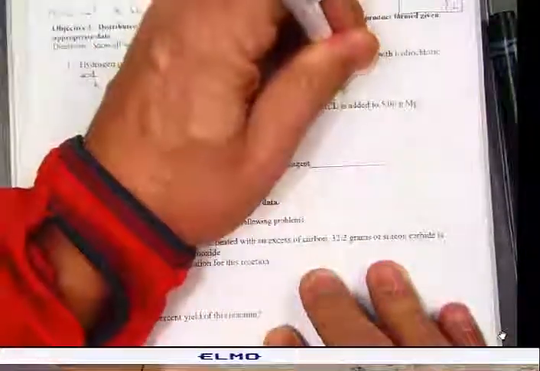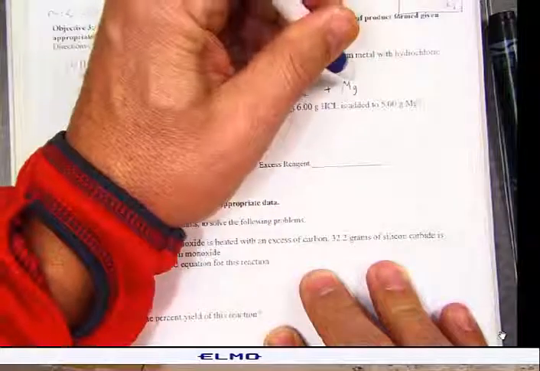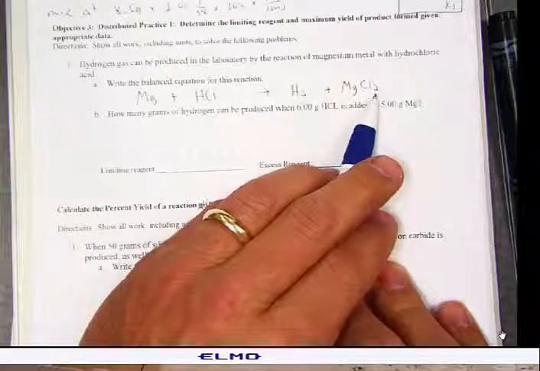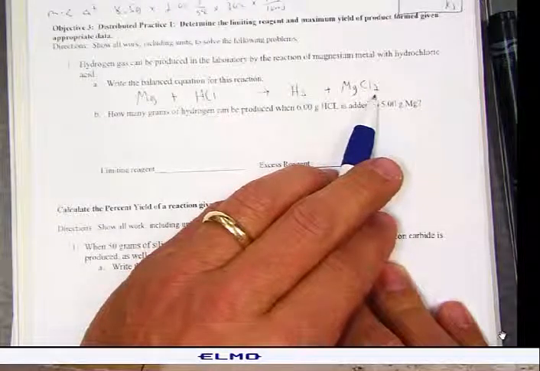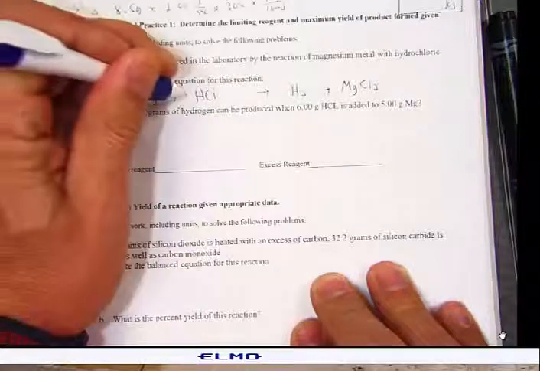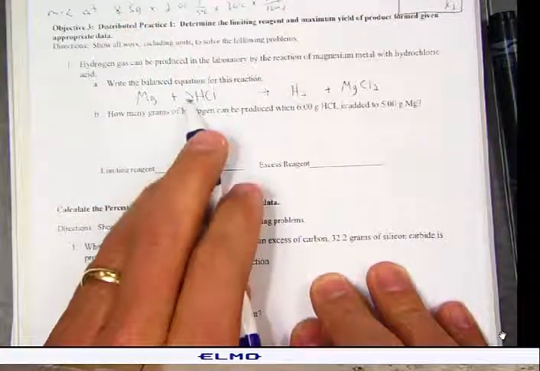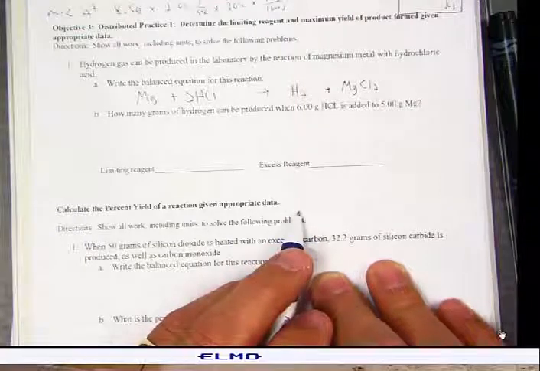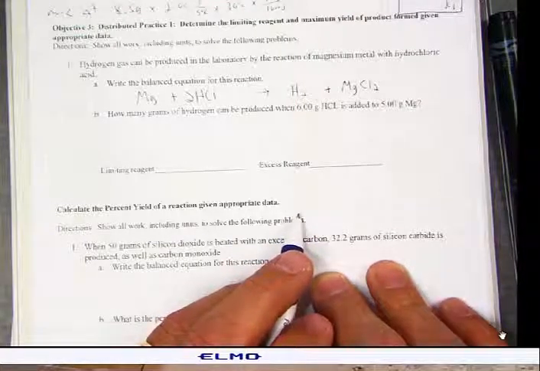I have to be careful and think through. Magnesium is +2, chloride is -1, so it's going to be MgCl2. I'm going to just try to do this by examining it. If I have 2 chlorines here, I'm going to have to double that. That gives me 2 hydrogens, and now I'm all balanced. Step 1, start with the balanced equation. Step 2, how do I identify the wants and the givens?